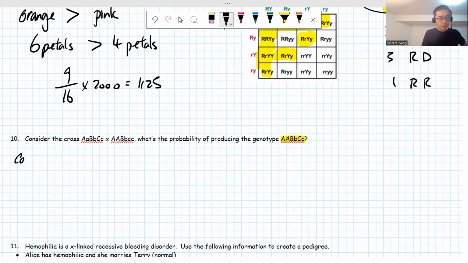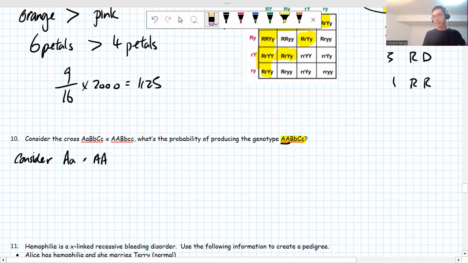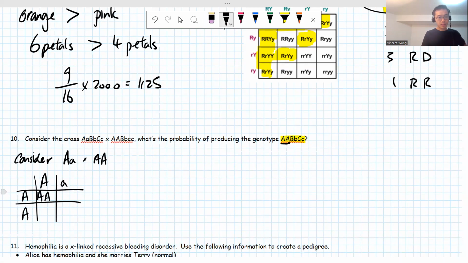So let's consider just the A. Big A, small a, cross big A, big A. You need to do the Punnett square and figure out the probability of big A, big A. So we do this. All right. So the probability of big A is going to be 1/2, 50%.